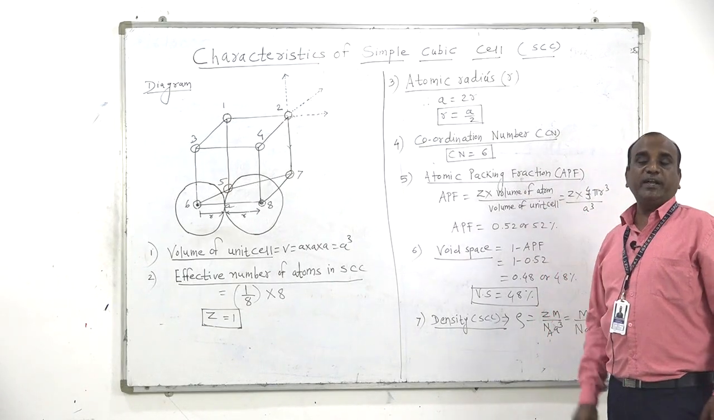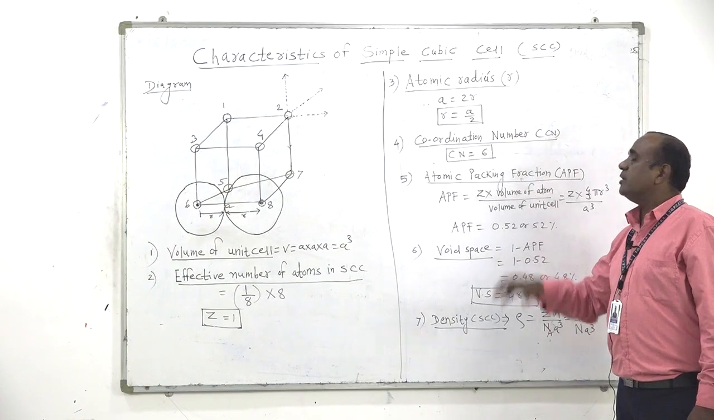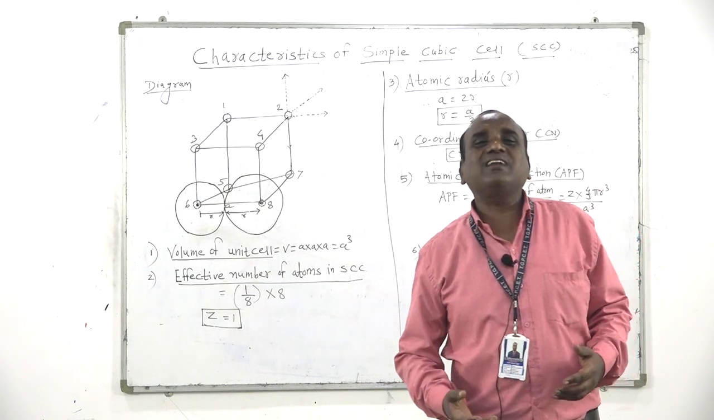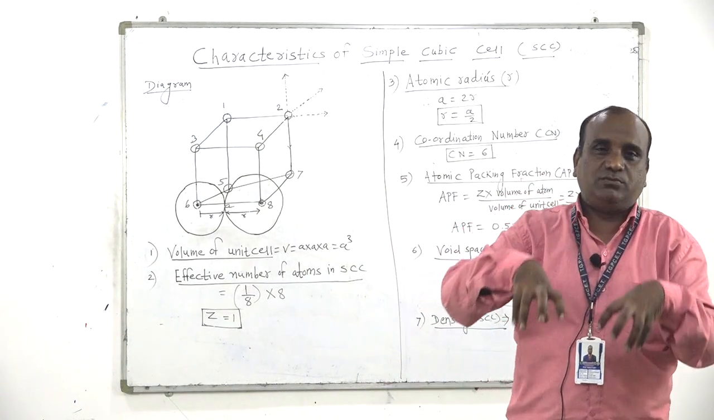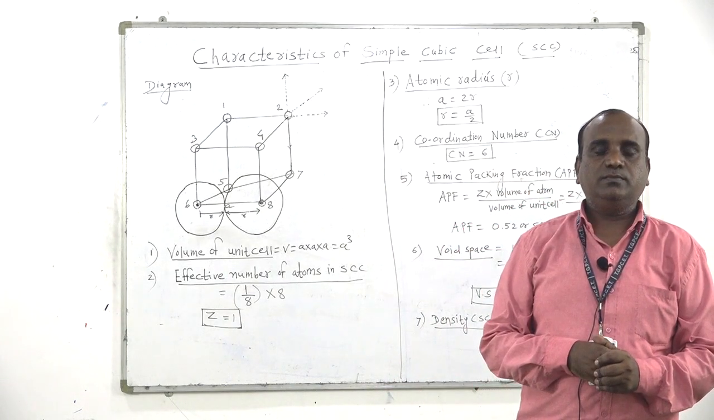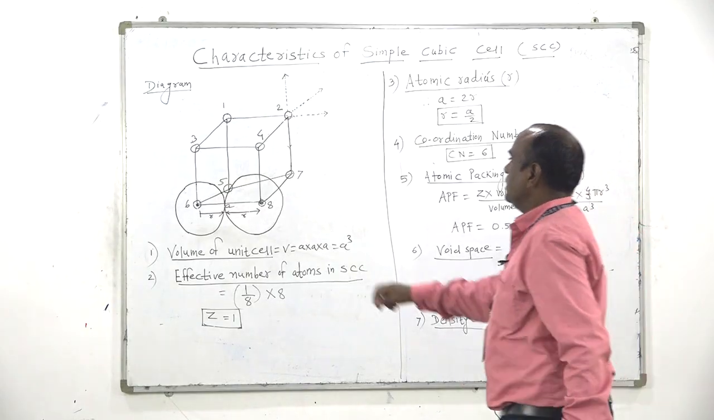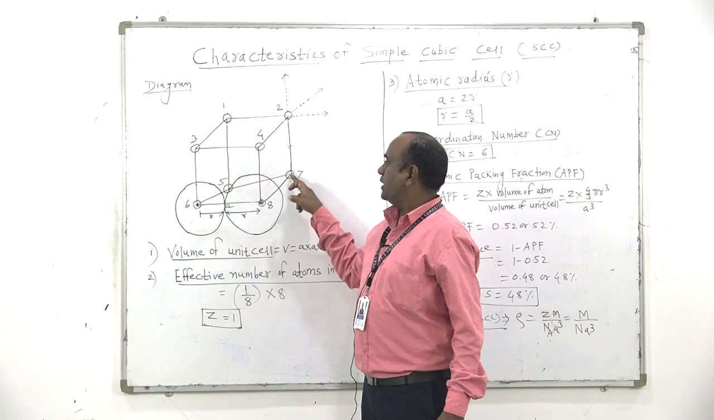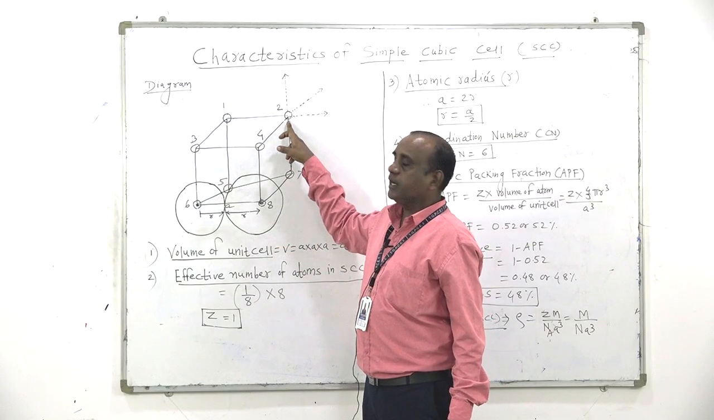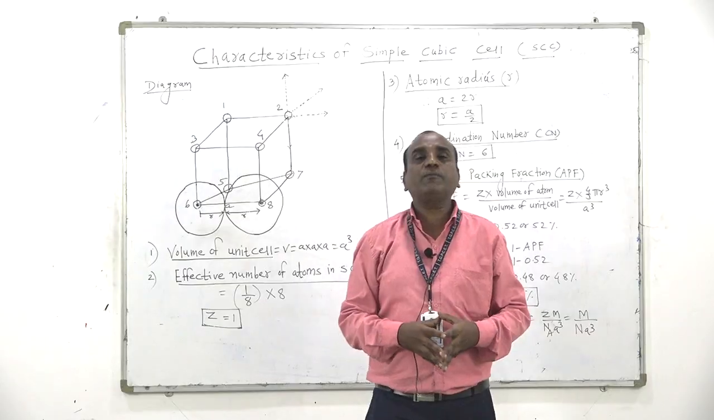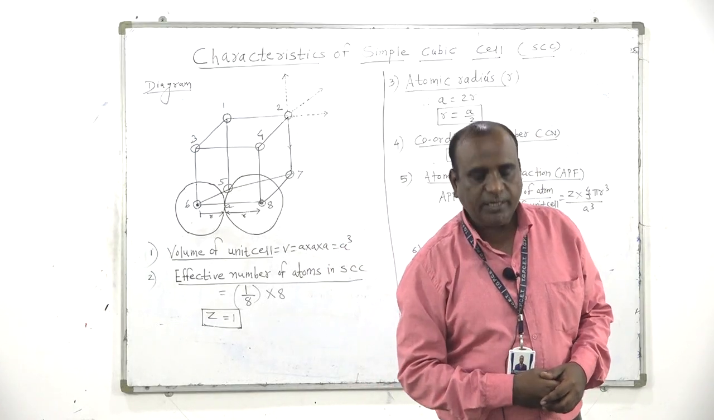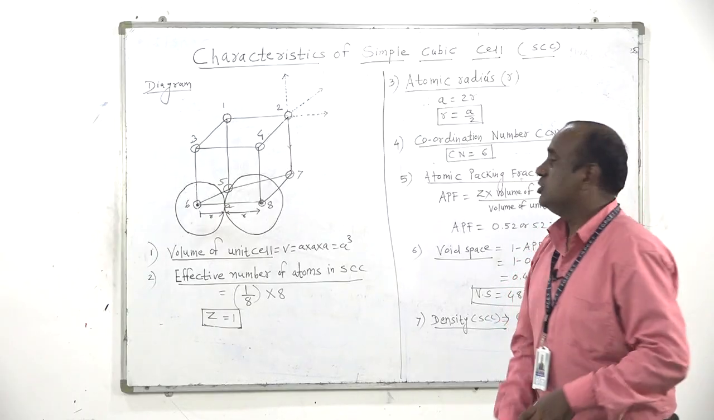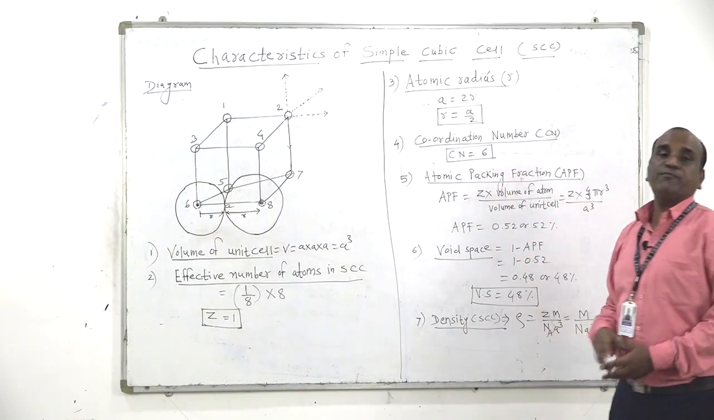Similarly, the next characteristic is atomic packing fraction. Atomic packing fraction is how many atoms are attached or packed to each other. They are packed to each other means this atom is attached to this one, this atom will also attach with this, and this atom will also attach with this. So how many atoms in percentage form? In percentage form, we have to find out how much packing fraction is there. That's why the word is atomic packing fraction.